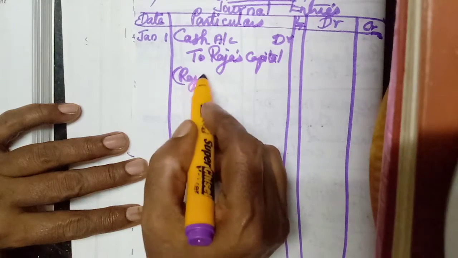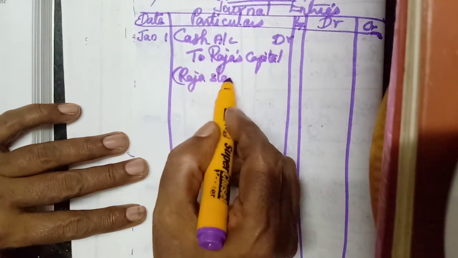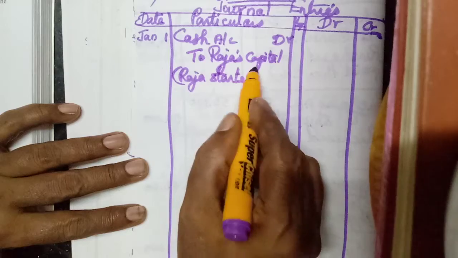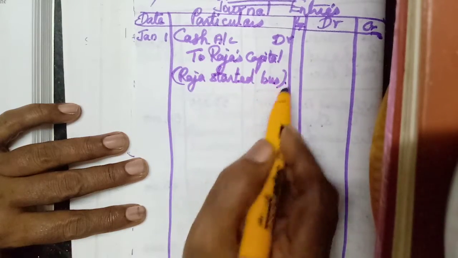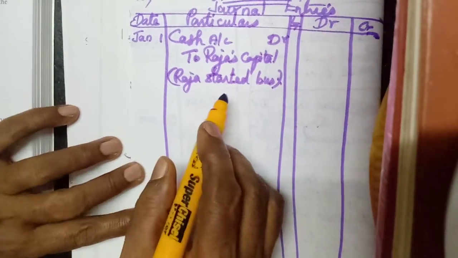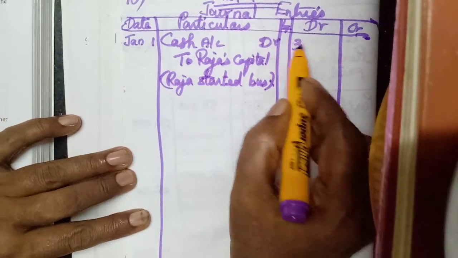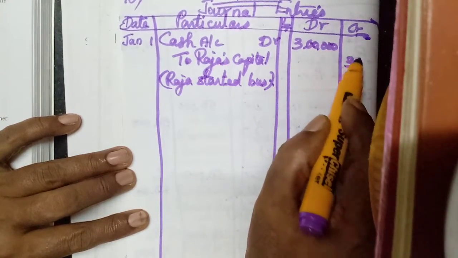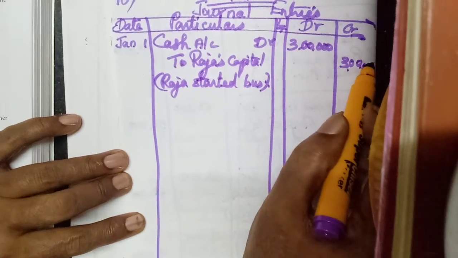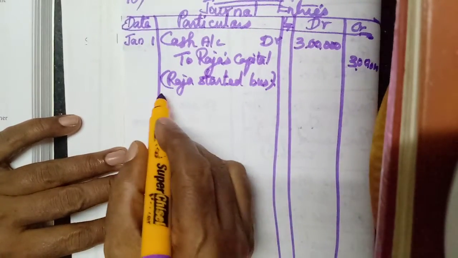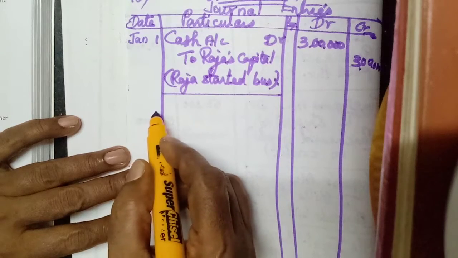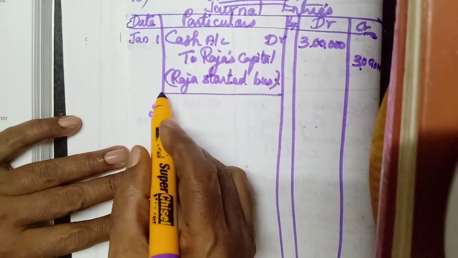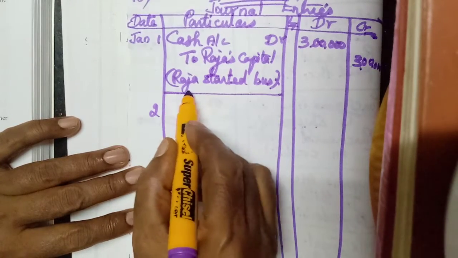Raja started business. You write it fully, amount 3 lakh. Okay, draw one line. Then number 2. You have to leave one line, and on that line you should draw this line.